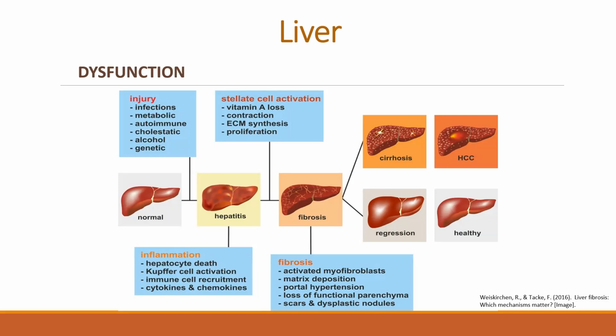This slide shows the different stages of hepatocyte injury. You don't have to memorize these. It's just to show you what a normal liver looks like compared to an inflamed or fibrotic liver. Once liver injury occurs, the fibrosis begins.